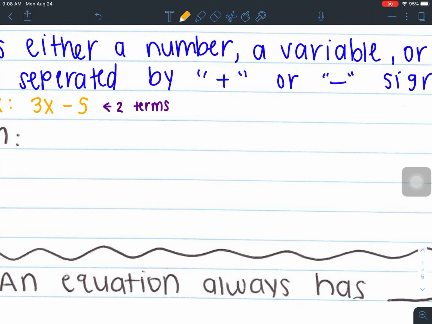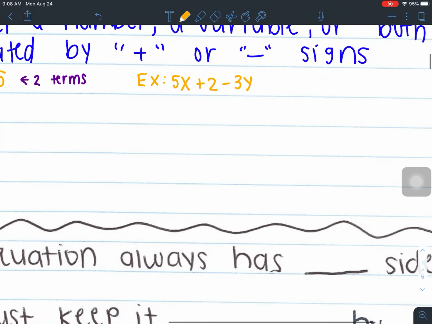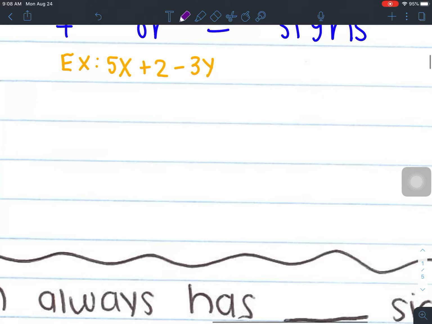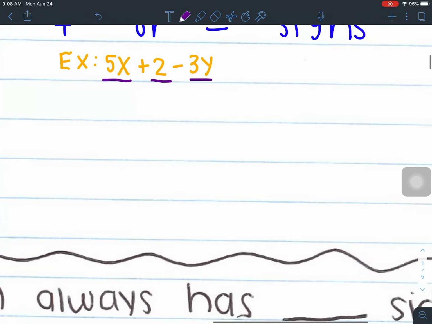Here's another example. 5x plus 2 minus 3y. How many terms do I have here? Here I have three terms: 5x, 2, and 3y. There are three terms here because they are separated by plus and minus signs. So the plus and minus signs are separating our terms from each other. So this would be three terms.